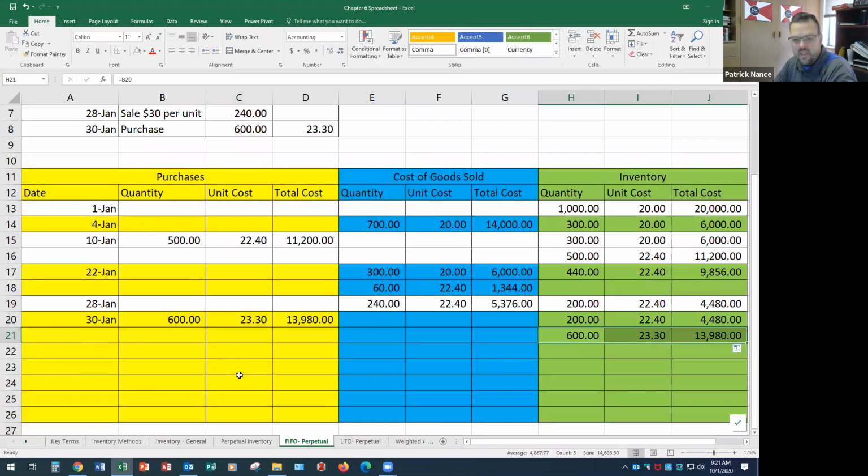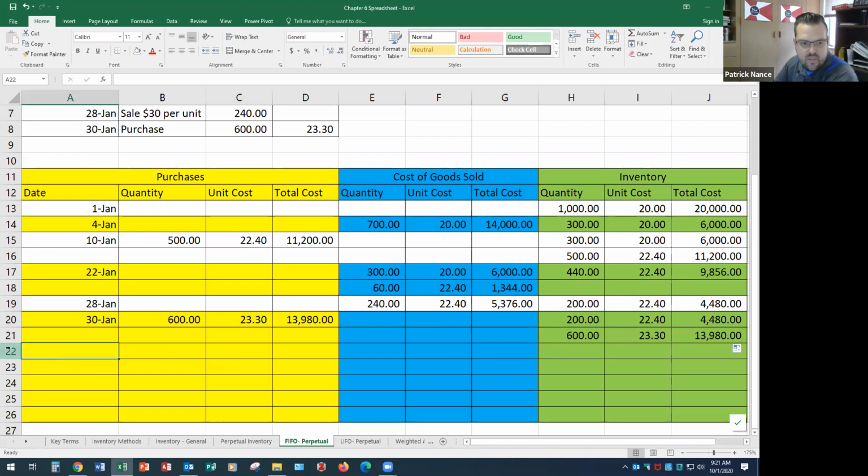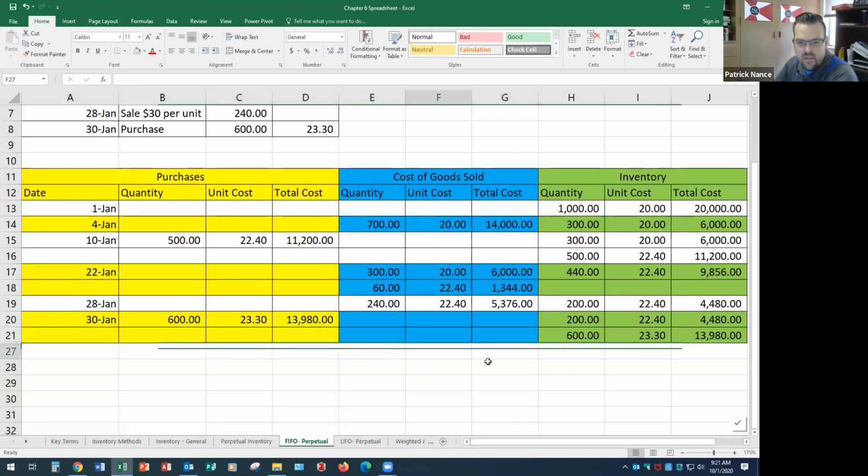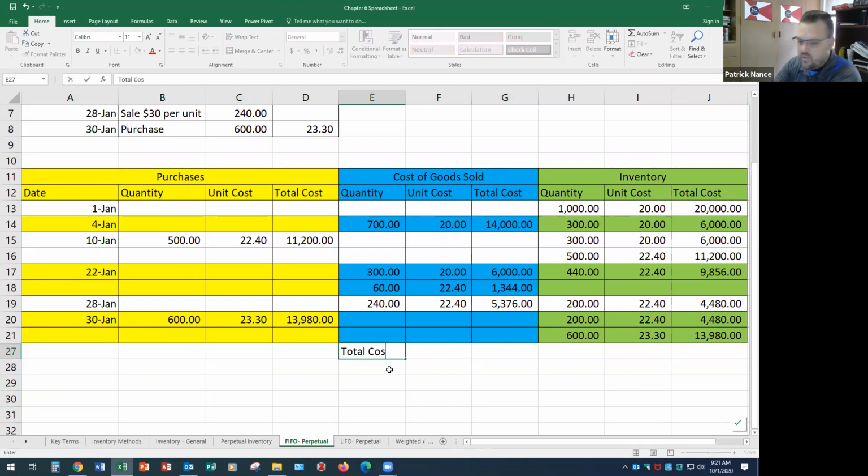Now, a couple of important things. Let me get rid of some of these here. Just hide them for now. If I'm doing a total cost of goods sold, I'm going to total up the entire column. Why? Because cost of goods sold is an expense account, and expense accounts we do for periods of time because it goes on our income statement. So my total cost of goods sold is going to be $26,720.